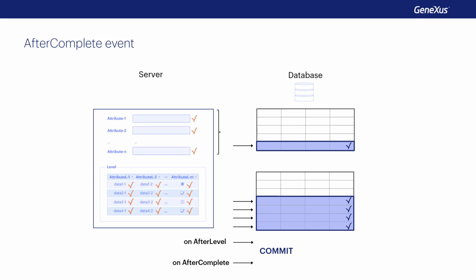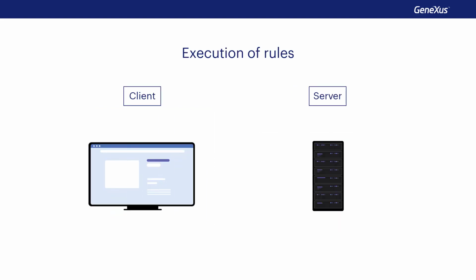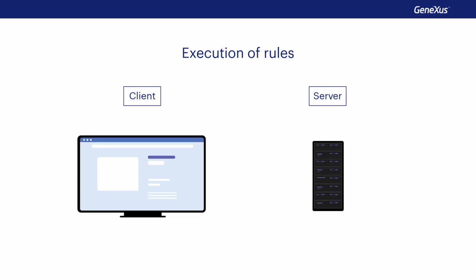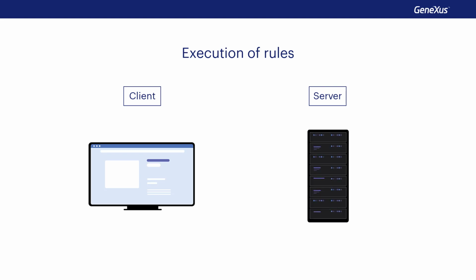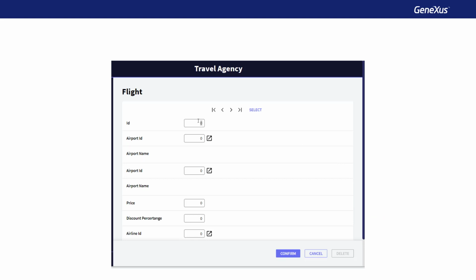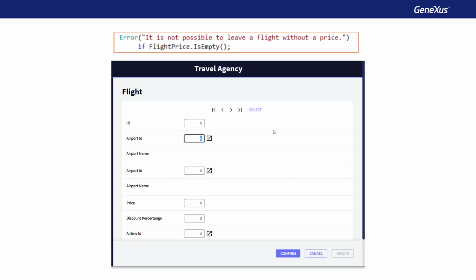In this video, we'll take a closer look at these triggering moments. But first, let's remember that some rules are validated both on the client, the browser, and on the server, and others are validated only on the server because they have to do with the database. For example, if we had an error rule that prevented us from entering or modifying a flight without a price, as soon as we left that field, the error message would appear.